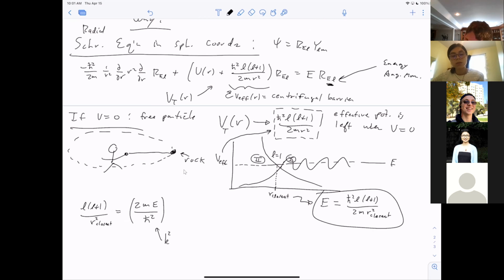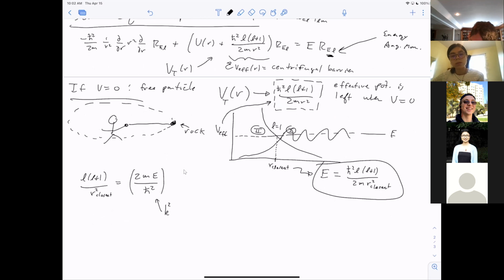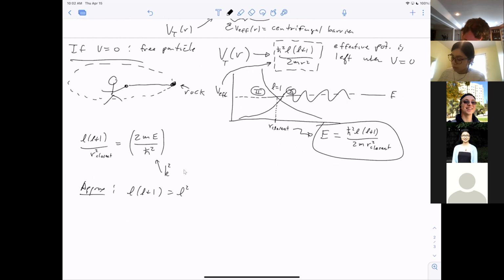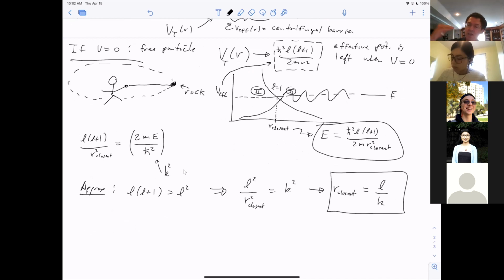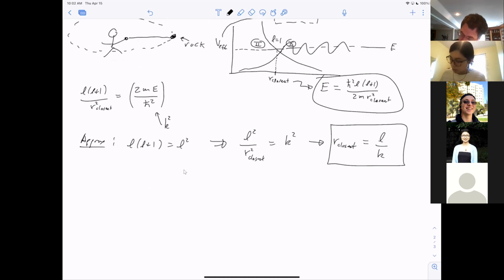Now, to simplify this equation, let's make an approximation: L times L plus 1 equals L squared. I just don't like to deal with L times L plus 1. It's a pain, and it's almost L squared. So then L squared over r closest squared equals K squared. And so r closest is equal to L over K. So the closest that the particle can really get is the angular momentum divided by K. That's an important insight, and that's the whole point.